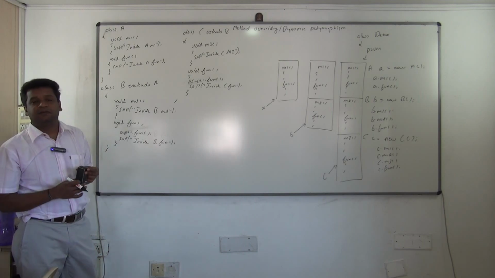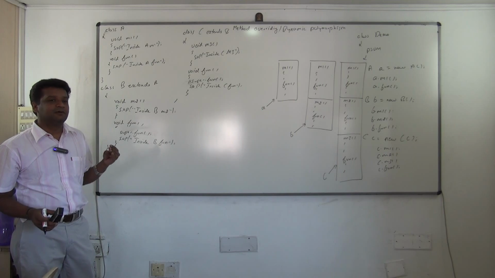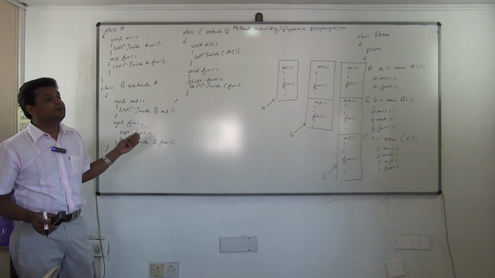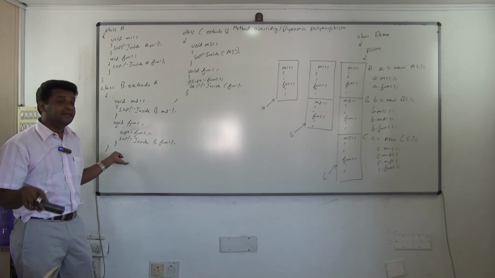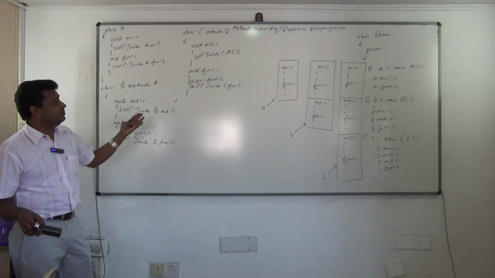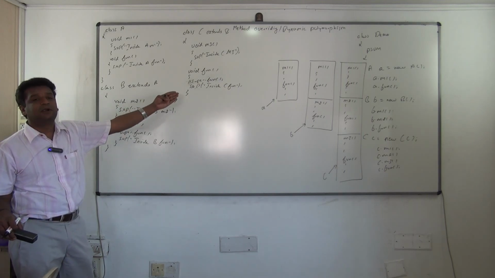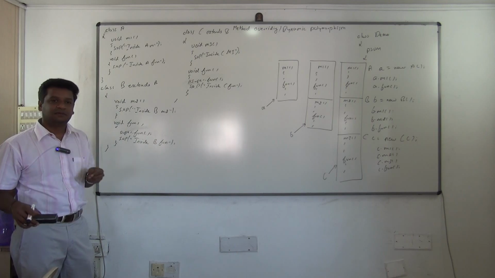Now C's requirement: he wants the logic of M1, he wants the logic of M2, plus he wants to add logic to fun of B. If he wants to add logic to fun of B, again he will override and say super.fun. So all the three methods will get executed.